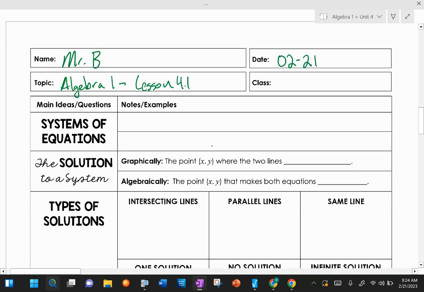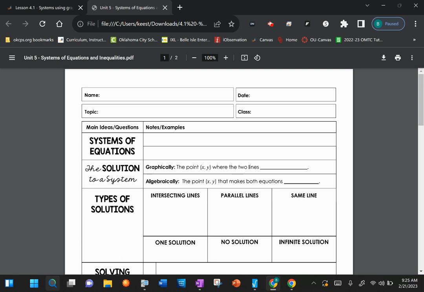Turn and talk to your partner or someone you're sitting close to. What is a linear equation? 30 seconds. Go. It's an equation that makes a line on a graph. Is that right, Mr. Ray? We'll find out.